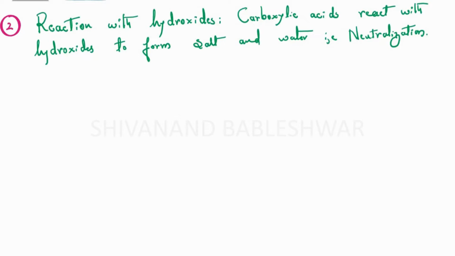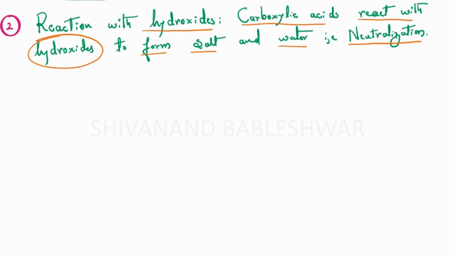Now the second reaction we are going to study is the reaction with hydroxides. Carboxylic acids react with hydroxides to form salt and water, and it is a simple reaction called a neutralization reaction. We know that carboxylic acids are acids and hydroxides are bases. Acid and base react together to form salt and water, which is simply called a neutralization reaction.